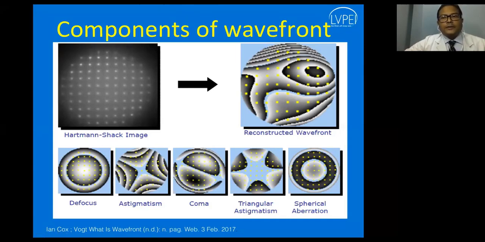One of our viewers has asked, does defocus mean refractive error? Well, refractive error is actually a combination of sphere and cylinder, and all those components of the vision that cannot be corrected by the spherocylinder actually fall into the category of the higher order aberrations. So yes, defocus would mean a refractive error. That's correct.